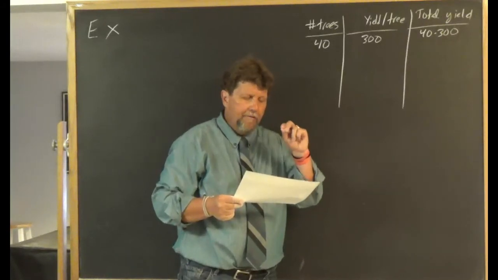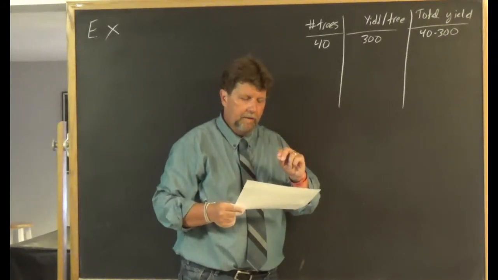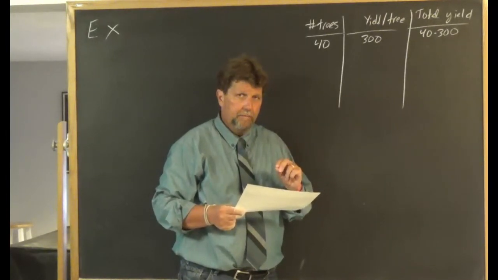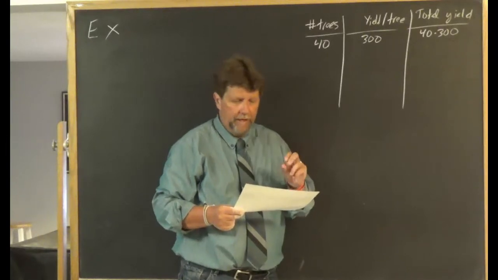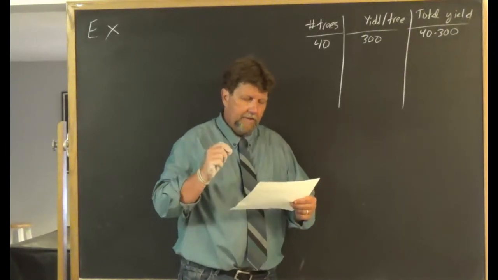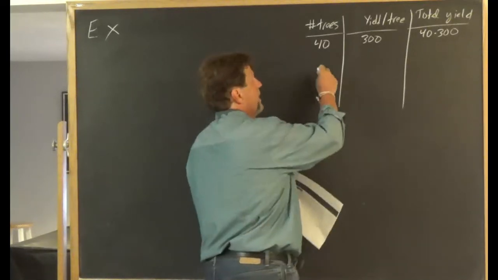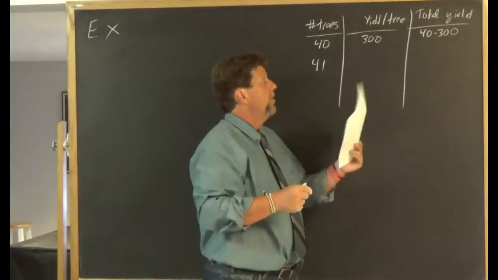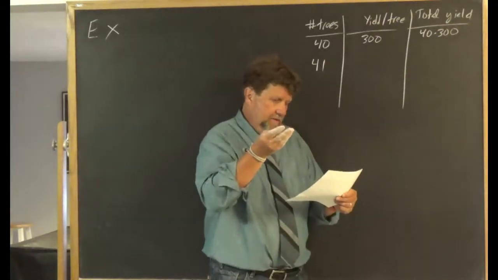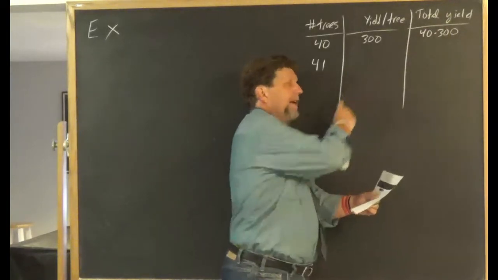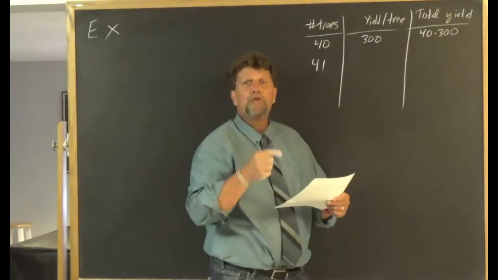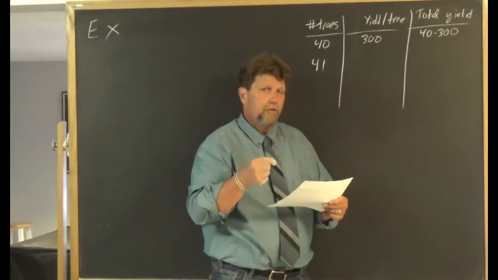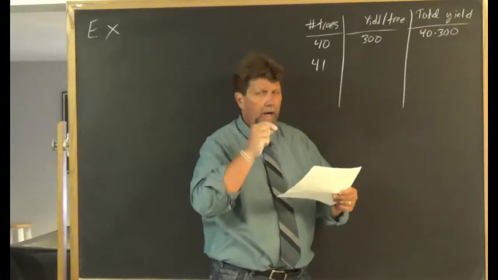Now we know for every tree over 40, the annual yield decreases by 5 apples. That's 5 apples per tree due to overcrowding. All right, so every tree over 40. Let's see what it looks like if we have 41 trees. If we have 41 trees, we know that the yield per tree is going to go down 5. So this would be a 395. I'm sorry, it would be a 295. A 295. I'm not going to just write in 295. I'm going to write that a little differently.